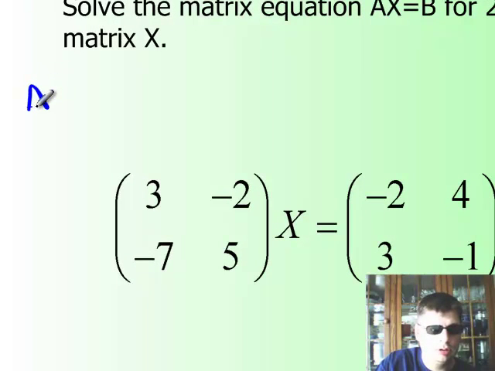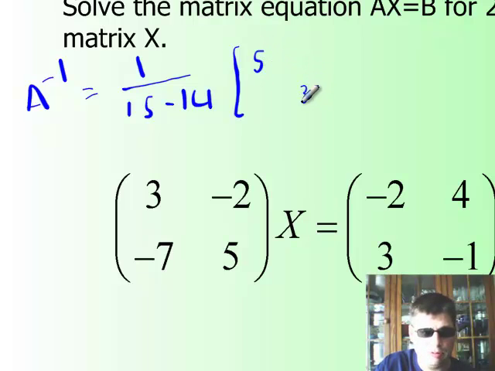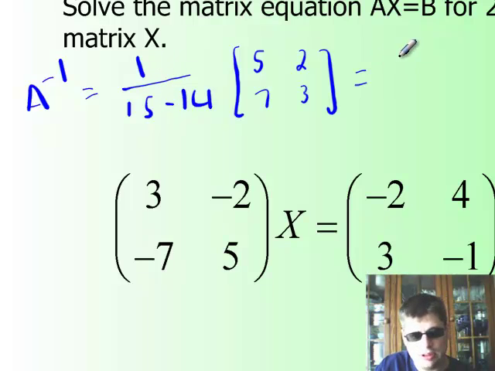So the inverse of A is equal to 1 over the determinant. So that'll be 15 minus, so negative 7 and negative 2 gives us 14. Then our modified matrix, so we swap A and D, so 5 goes here and 3 goes here, and then we change the signs on B and C, so positive 7 and positive 2. Okay, so this is going to become 1, so 1 times this matrix is just going to leave us with 5, 2, 7, 3.